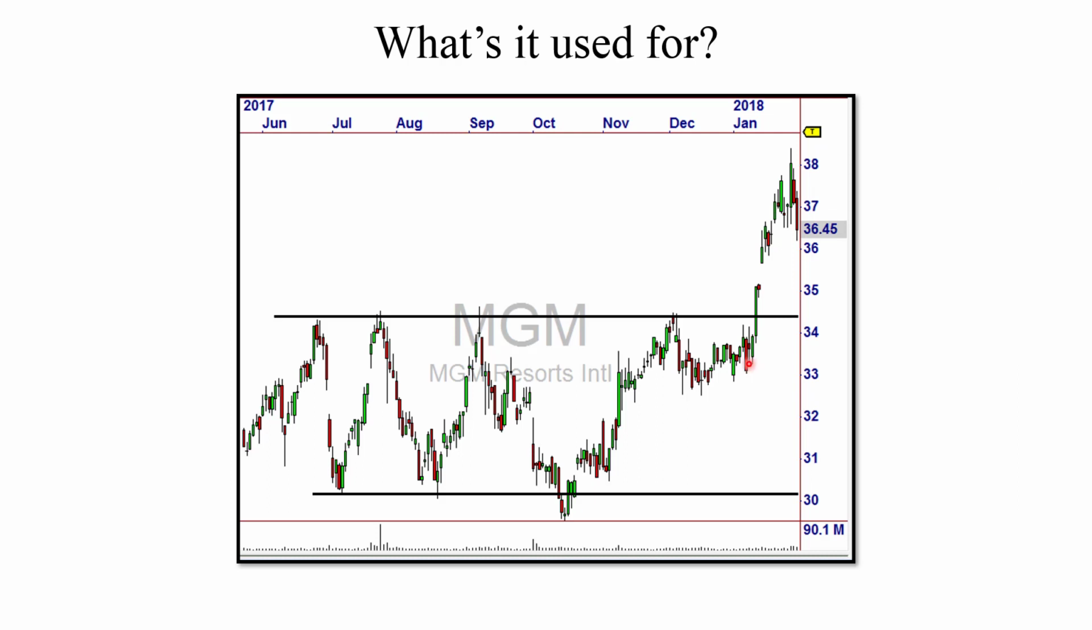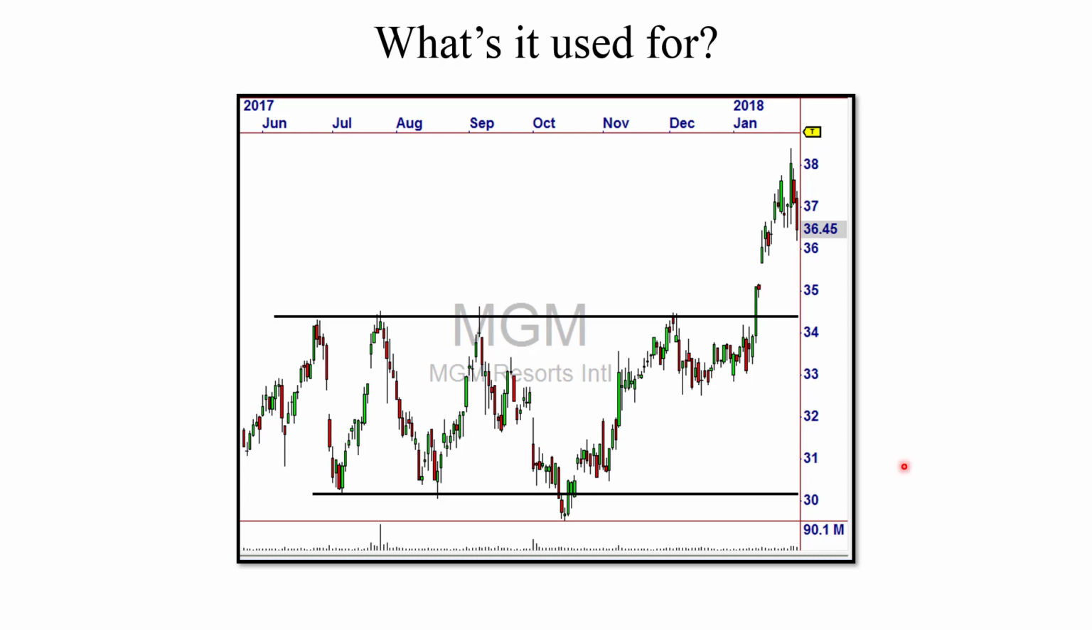And of course, the same can be true for support. Let's say, for example, maybe the security had pulled back and tested this support, and then you have it falling through. Well, what happens is people say, all right, if the buyers are not going to come in and help establish this level of support anymore, I need to sell because this is going to go lower.